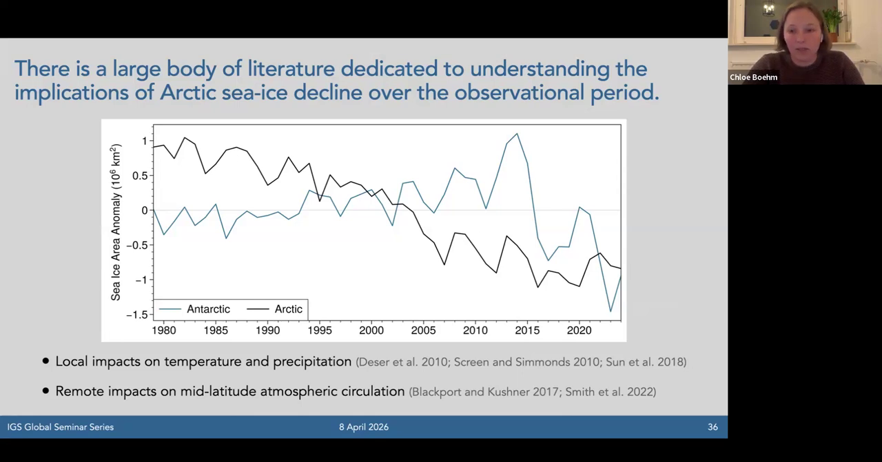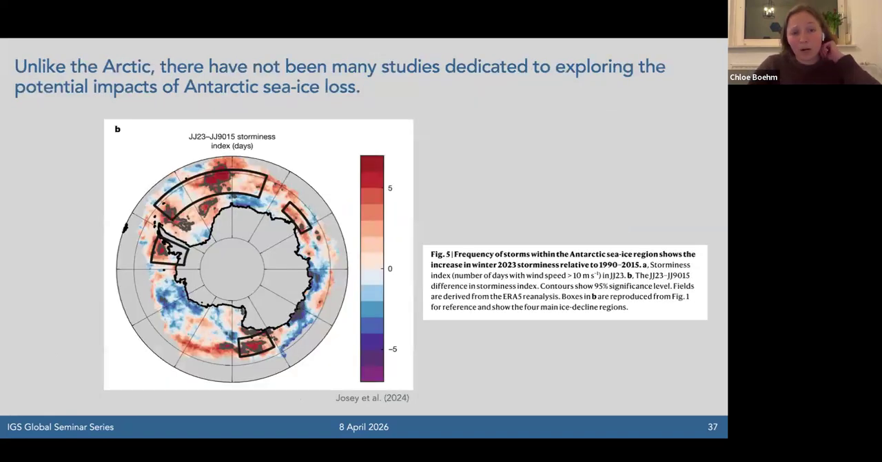I've listed just a couple of studies. There are many, many more that have looked at what the local impacts are in temperature and precipitation, and whether there are remote impacts potentially on mid-latitude atmospheric circulation. There have been comparatively fewer studies focused on the Antarctic, perhaps because these recent changes have only occurred in the last decade or so.